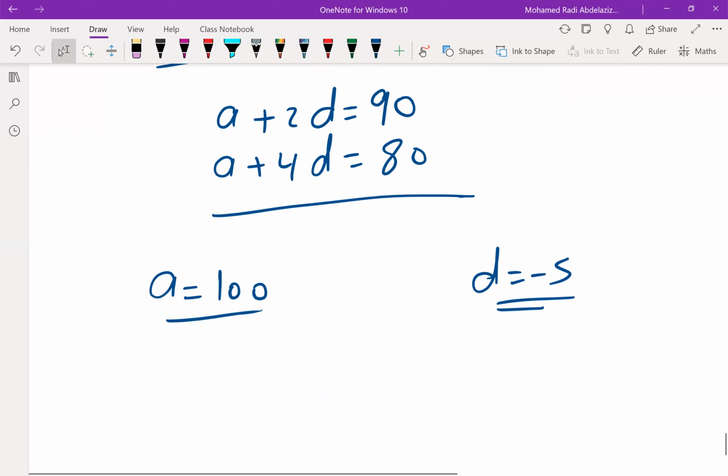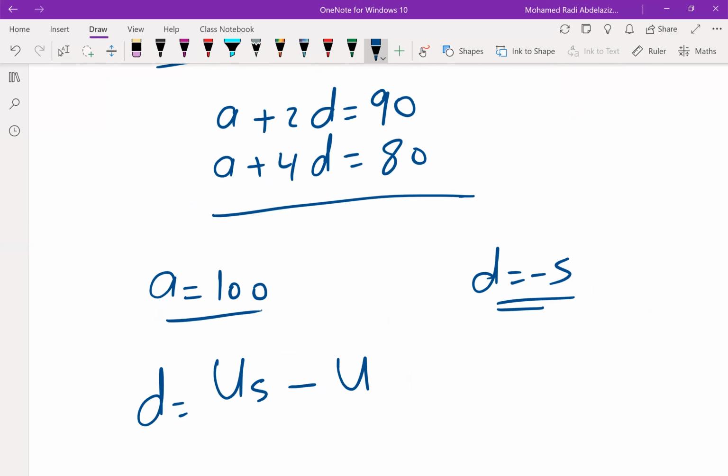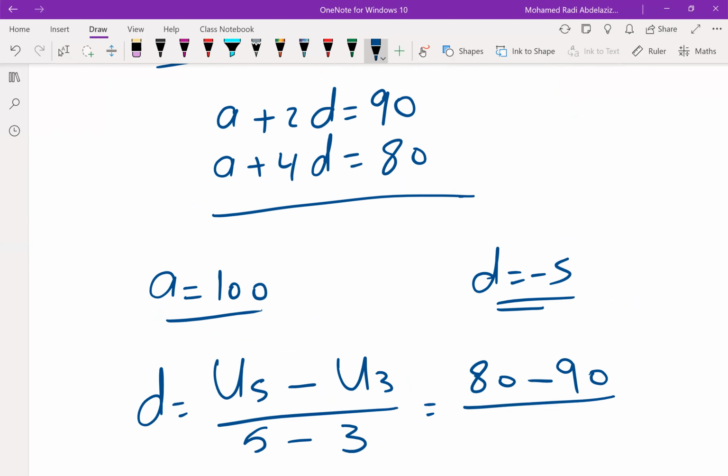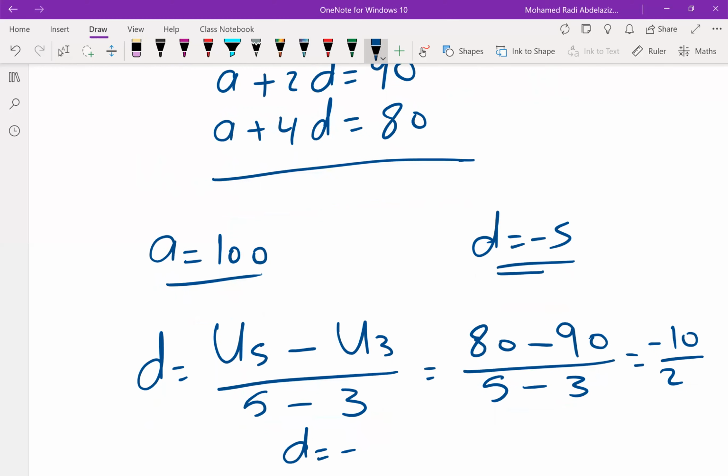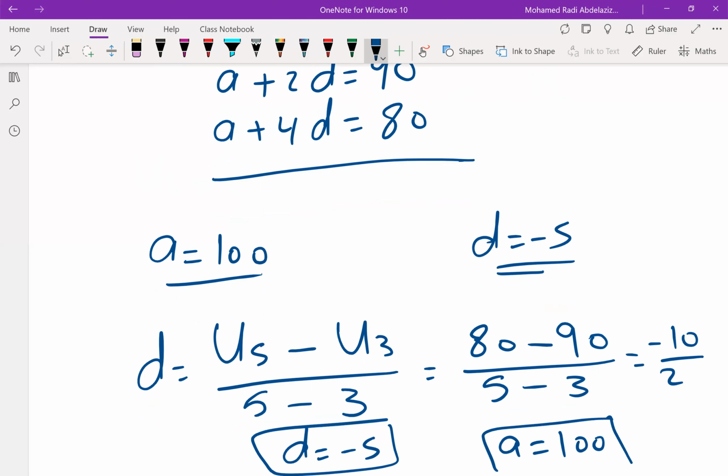Or you can find d as U5 minus U3, divided by 5 minus 3. U5, which is 80, minus 90, divided by 5 minus 3. So the answer is -10 divided by 2, so d is equal to -5. Then substitute in the first or second equation, and you will get a is 100.